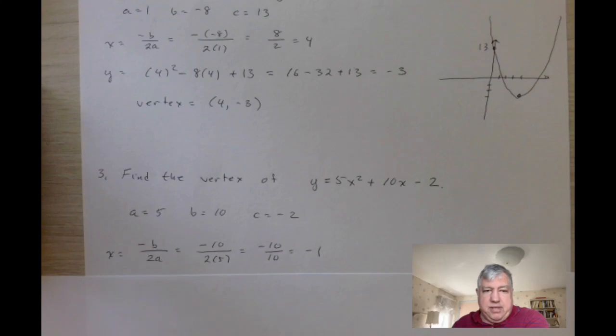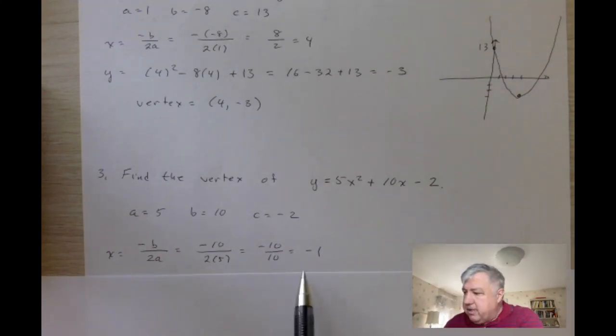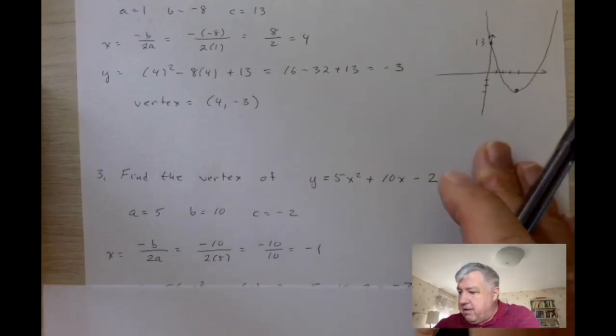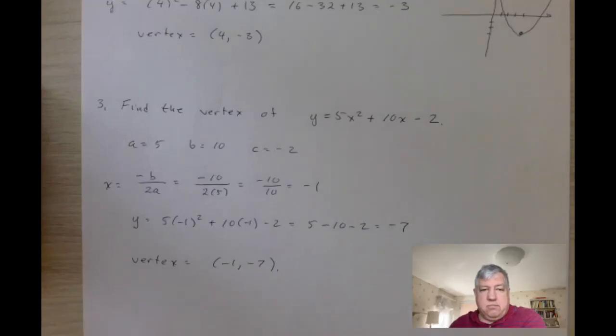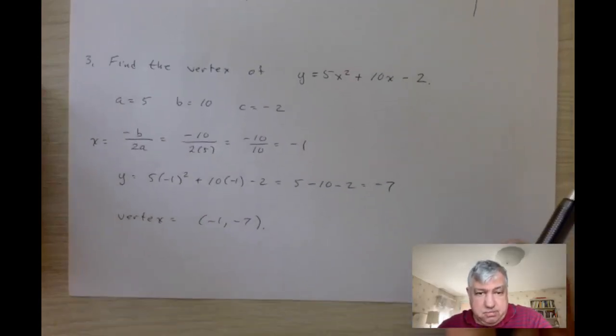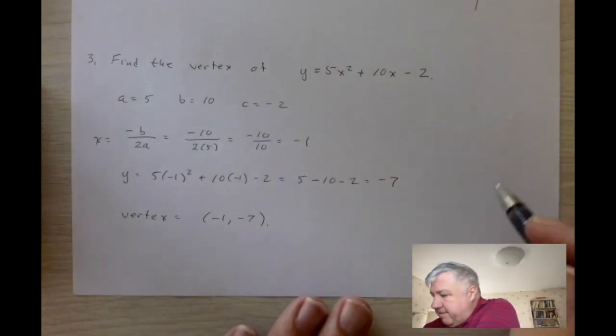Negative b over 2a then is negative 10 over 2 times 5, and this is negative 10 over 10, so that's negative 1. So that's the x-coordinate, and then we plug negative 1 in here, and we get 5 times negative 1 squared plus 10 times negative 1 minus 2, which is 5 minus 10 minus 2. That's 5 minus 12, which is negative 7. So the vertex is negative 1, negative 7.